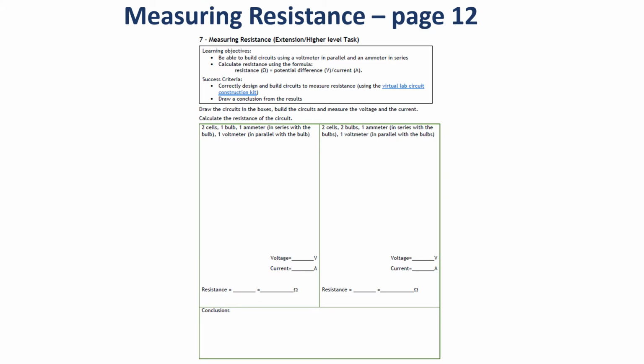So this is what page 12 looks like. You're going to build two circuits. One circuit where you have two cells with just one bulb and an ammeter and a voltmeter, and the other circuit where you have two cells and two bulbs, one ammeter and a voltmeter. And you'll see what effect adding more bulbs in series will have on the resistance.